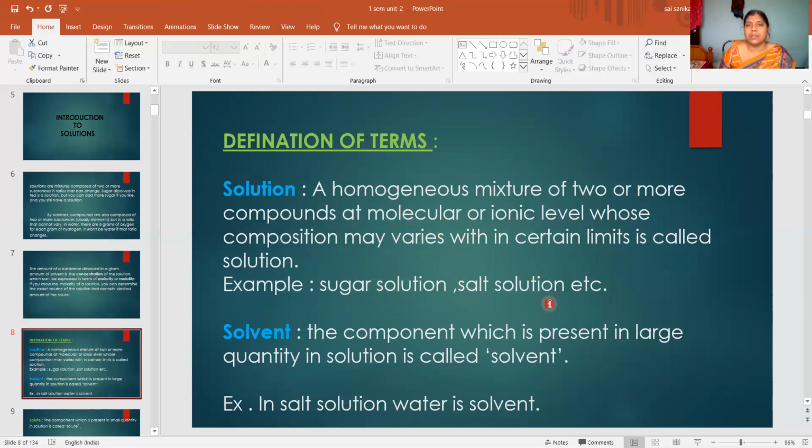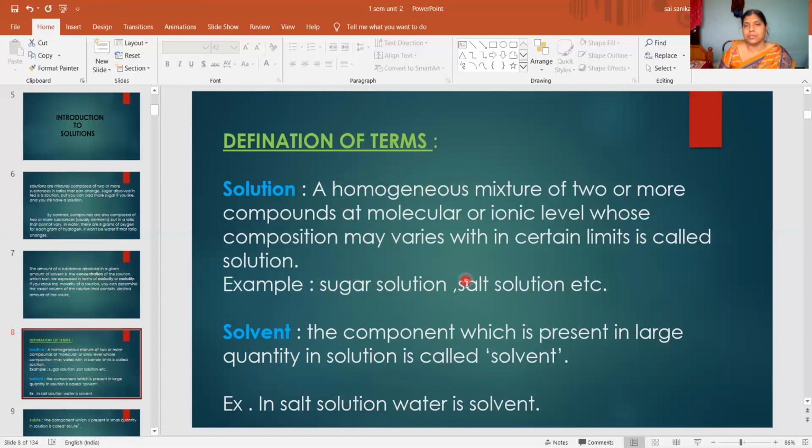Salt plus water, that is salt solution. When you dissolve sugar in water, what happens? The sugar molecules will dissolve in water. So there is no differentiation between sugar molecules and water molecules. That is the meaning of homogeneous mixture. There is no differentiation between sugar and water molecules.